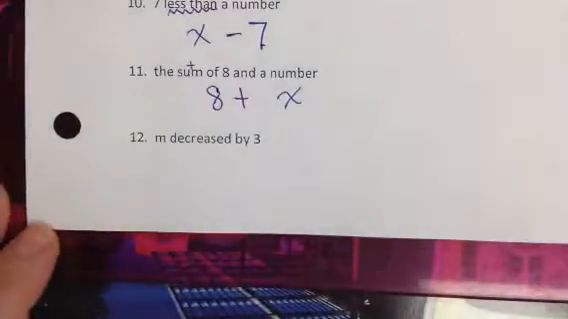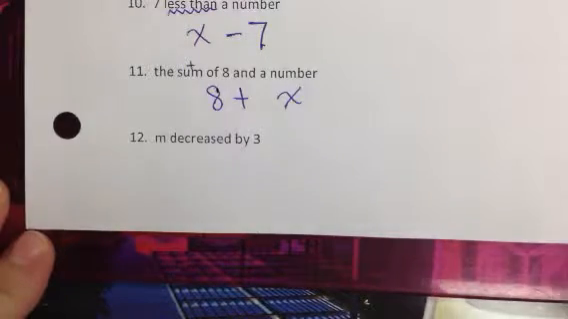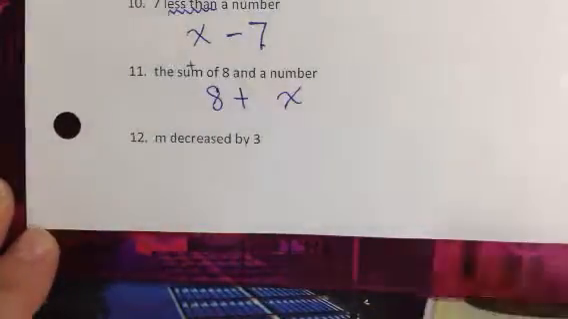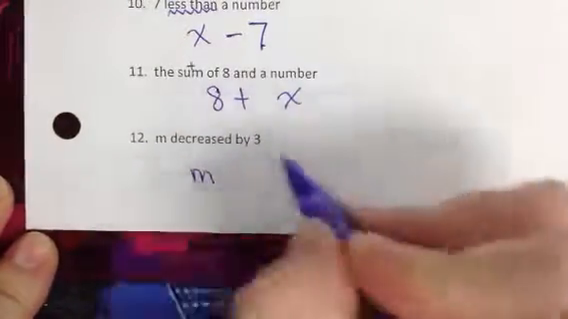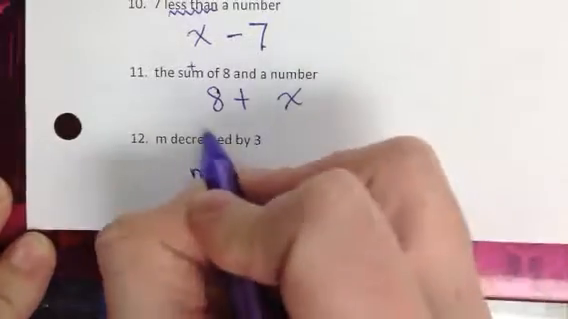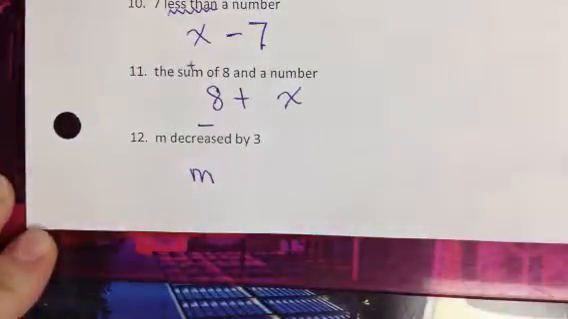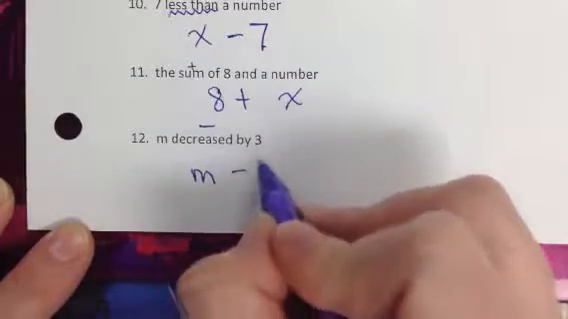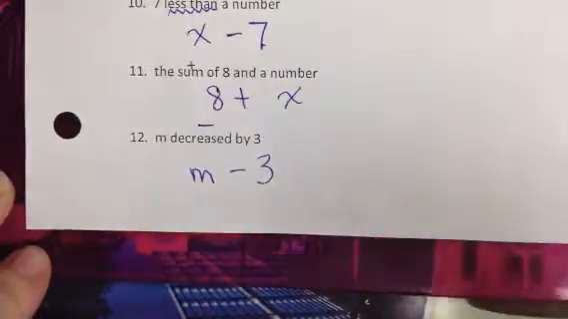Number 12, the last one, m decreased by 3. This is the first one that told you the variable that you had to use, so you have to use an m. Decreased by is telling me that I have to use subtract. So m is being decreased by 3, so m minus 3.